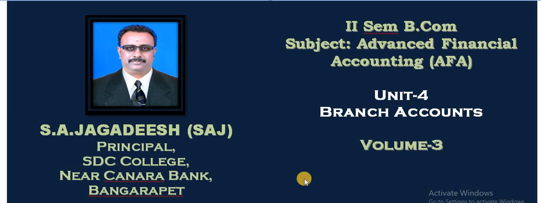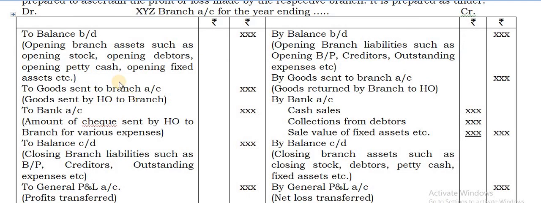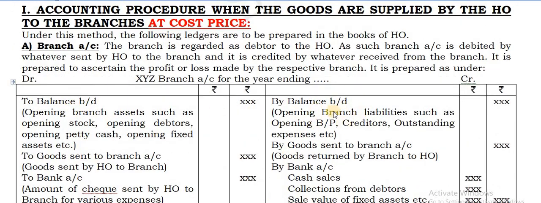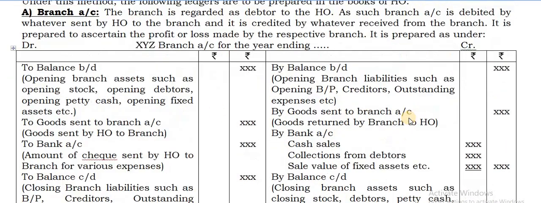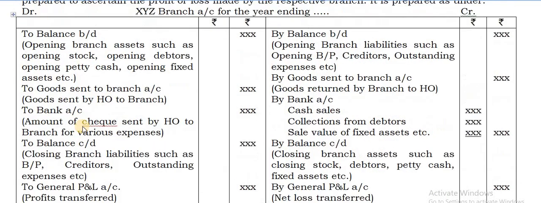So here we go to the third video of the chapter, branch accounts. In the last class, we learned how to prepare the branch account. Remember, opening assets will be taken on the debit side, and opposite to that, the closing assets will be taken on the credit side. There is a balance carried down, balance brought down. Opening liabilities of the branch will be taken on the credit side, and opposite to this, on the debit side, closing values of the liabilities will be taken.